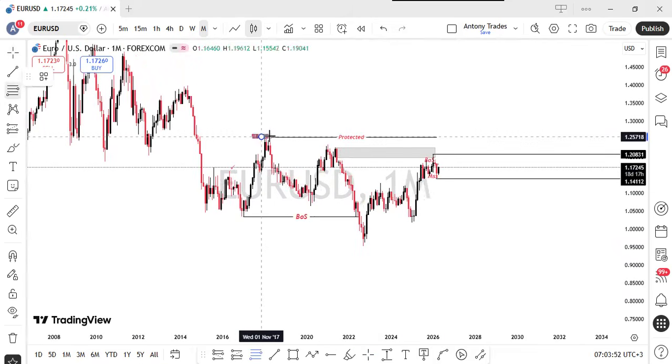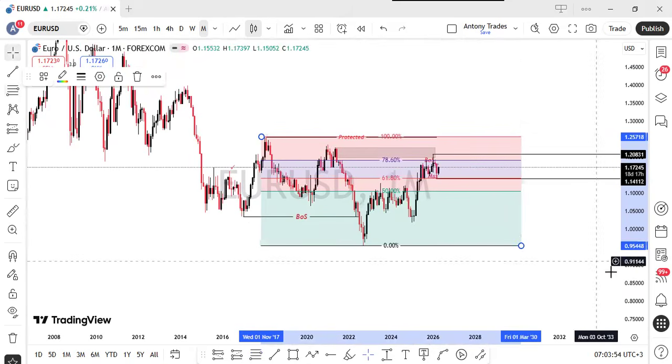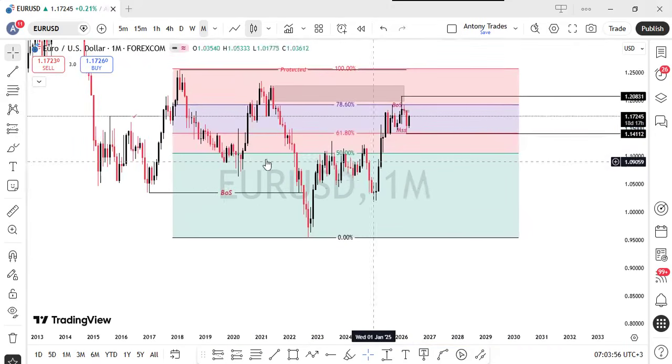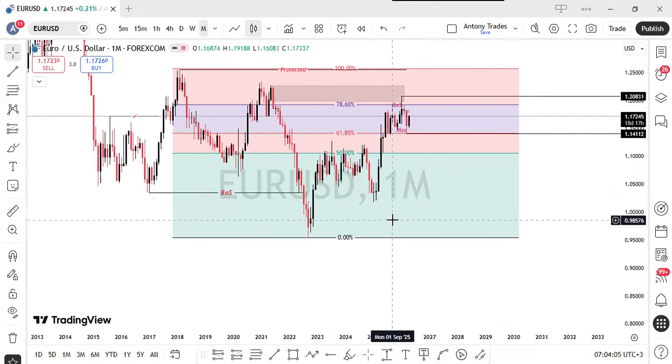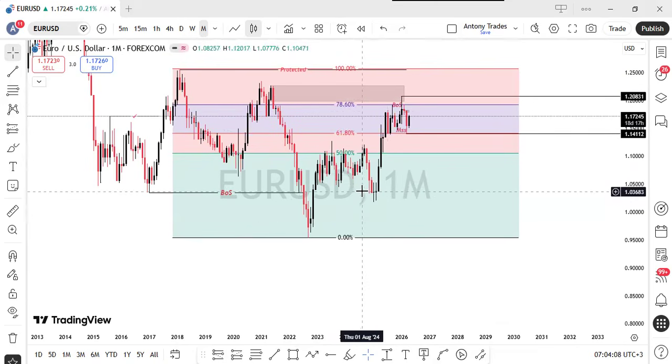So the next step will be measuring with my Fibonacci to see where is the discount and where is the premium. You can see the 50%, it's my equilibrium. Above the 50%, we call it premium. Below the 50%, it's what we call the discount. So what do we expect?